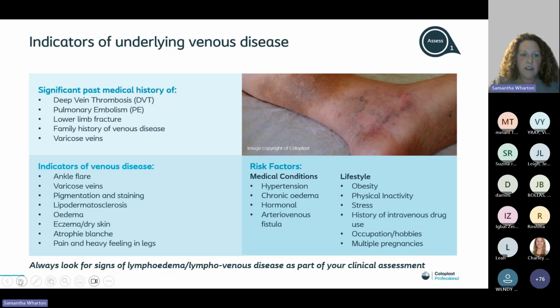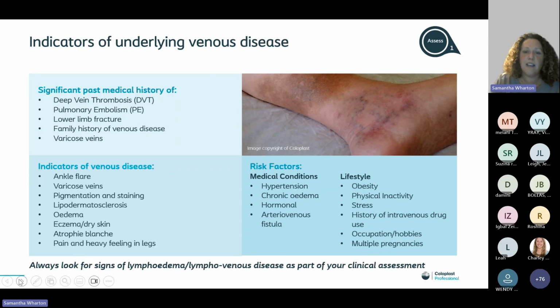Edema, eczema, dry skin, all of these are indicators of venous disease, atrophie blanche, and pain and heavy feelings in the legs. So I'm assuming most of us have been in healthcare or working in healthcare. And, you know, when you finish your shift, sometimes your legs feel quite heavy and achy. And I think sometimes whenever I do teaching and I say, who here wears compression? I'm lucky if 1 or 2 people say that they wear compression, but we are at high risk of developing venous disease just by the nature that we're standing for long periods of time.